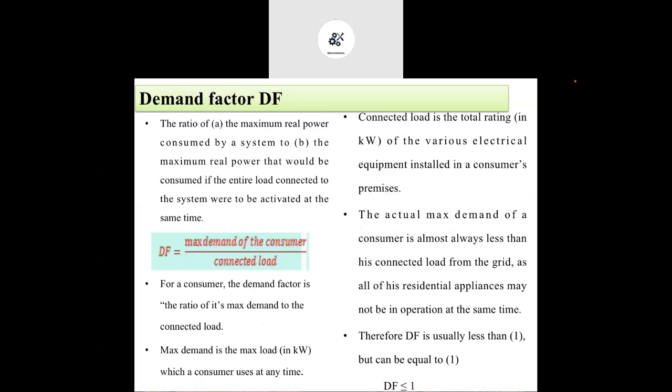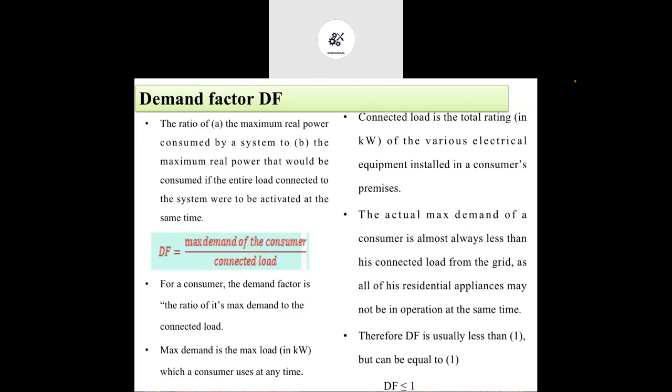The next factor is the demand factor. It is the ratio of the maximum demand of the consumer divided by the total connected load at that particular point. So it is the ratio of the maximum real power consumed by the system to the maximum real power that would be consumed if the entire load were connected in the system. It is just the ratio of the maximum demand of the consumer divided by the total connected load in that particular circuit.